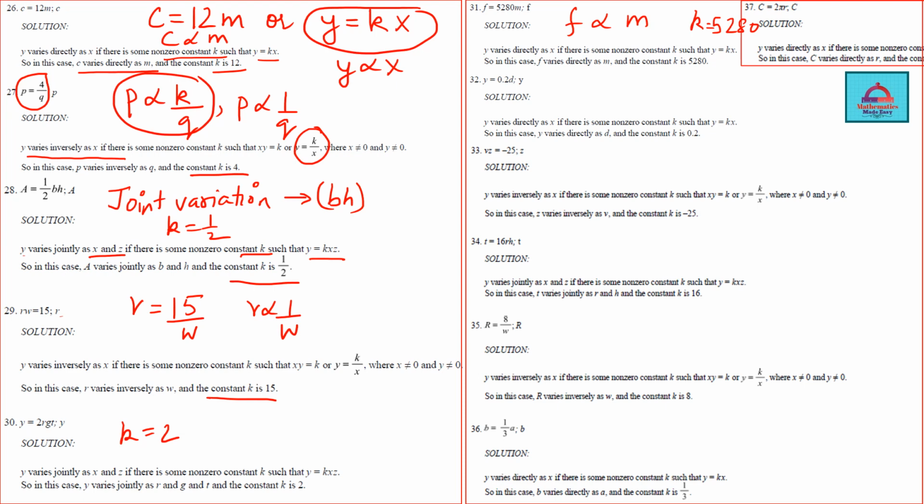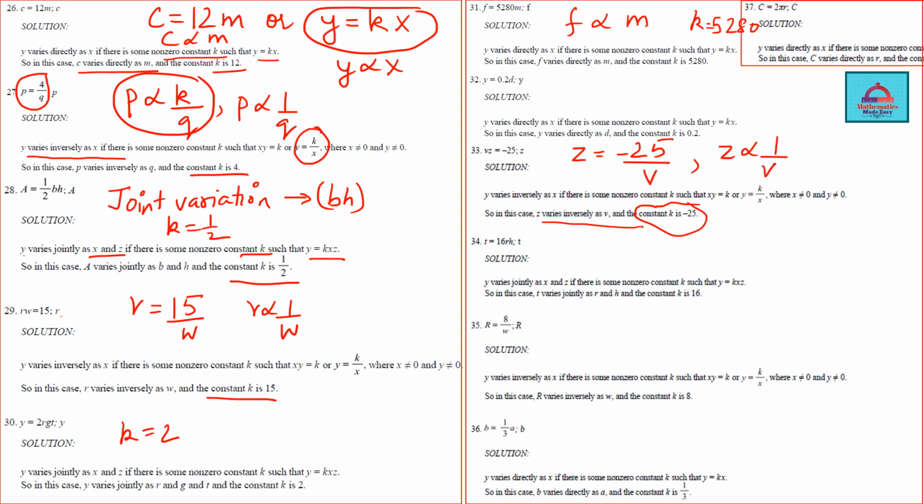The value of k is 0.2. Here for question 33, y varies inversely as x if there is some constant k such that xy is equal to k, or y is equal to k over x. So in this case, z varies inversely as v, and the constant is given to be minus 25. So you can write z as minus 25 over v, just to compare, and then you see v comes in the denominator.